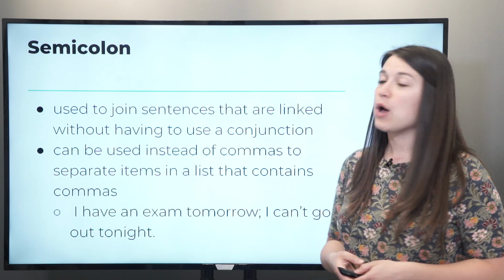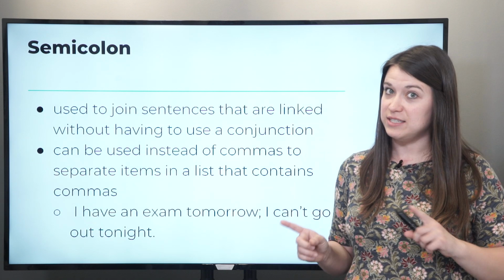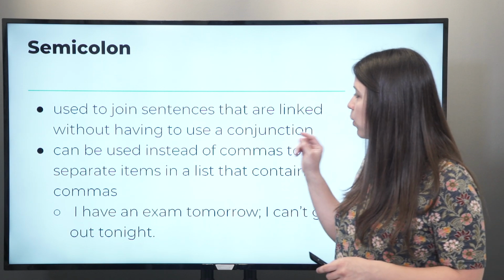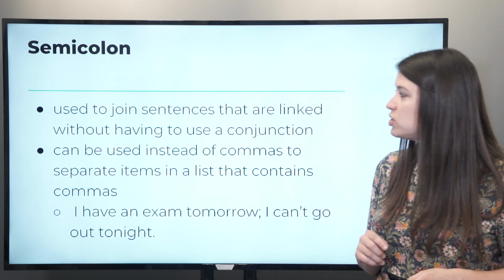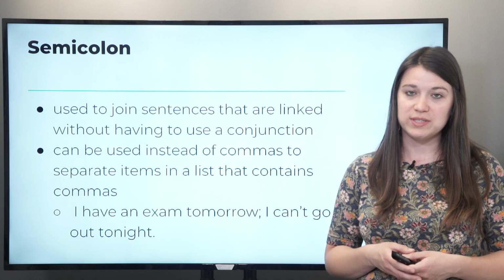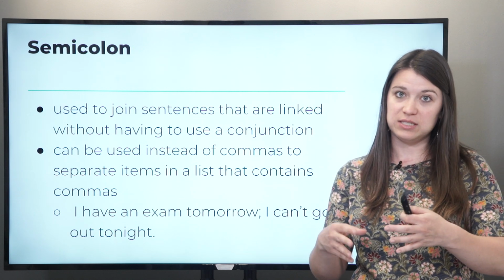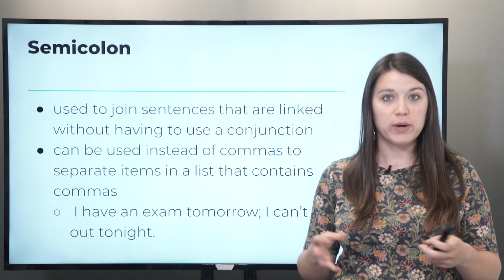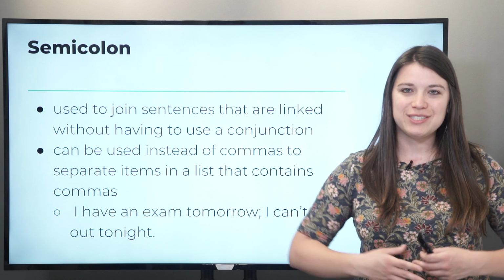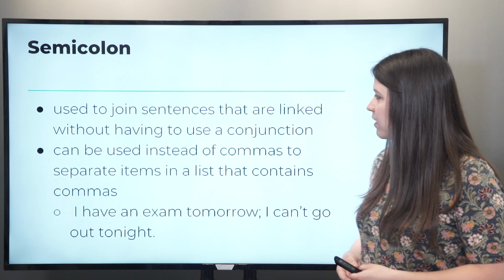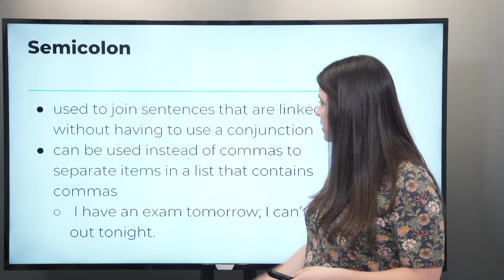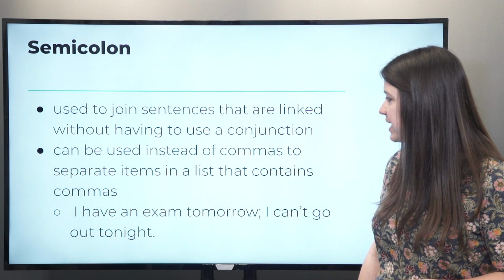Okay, and now the semicolon. Okay, so this is different from the colon. The colon has two points, and the semicolon is a point and a comma. Okay, this is used to join sentences that are linked without having to use a conjunction. So instead of adding "and" between the two sentences, for example, you can join them with a semicolon. And this actually works better because then your sentence doesn't go on forever, talking about the breathing points and things like that.